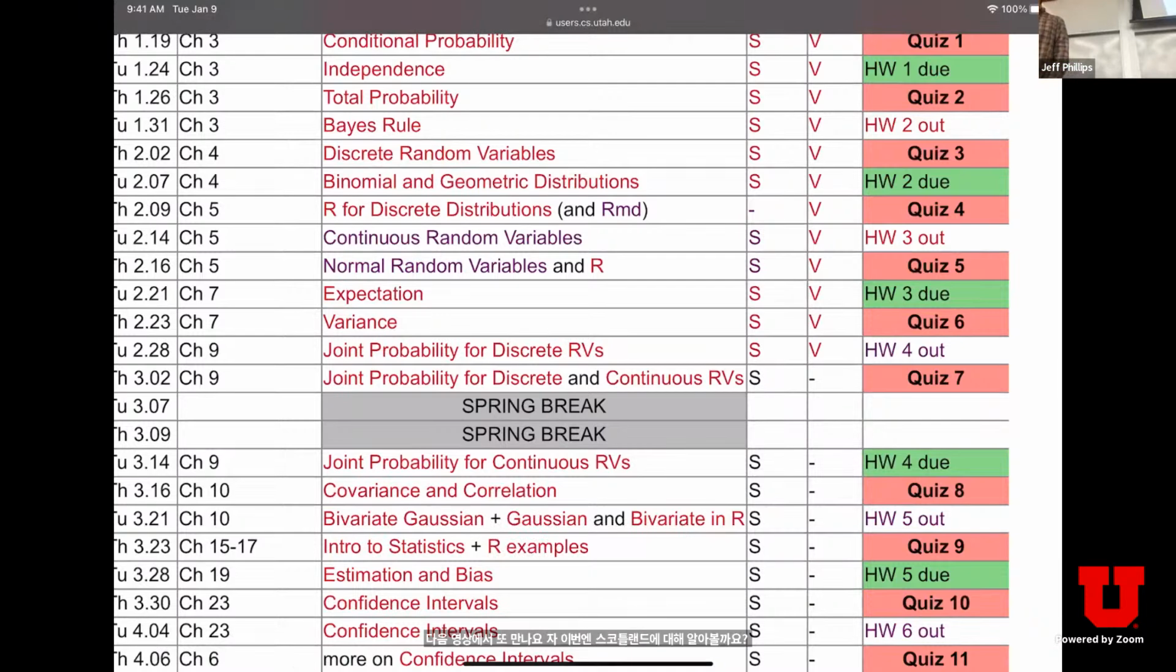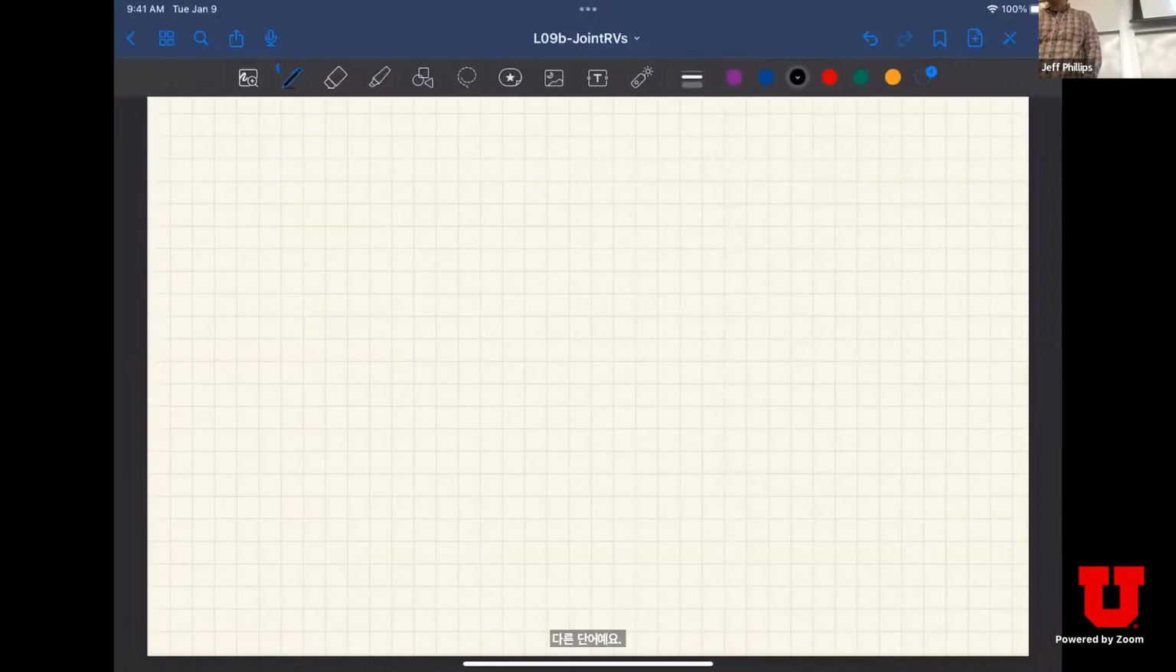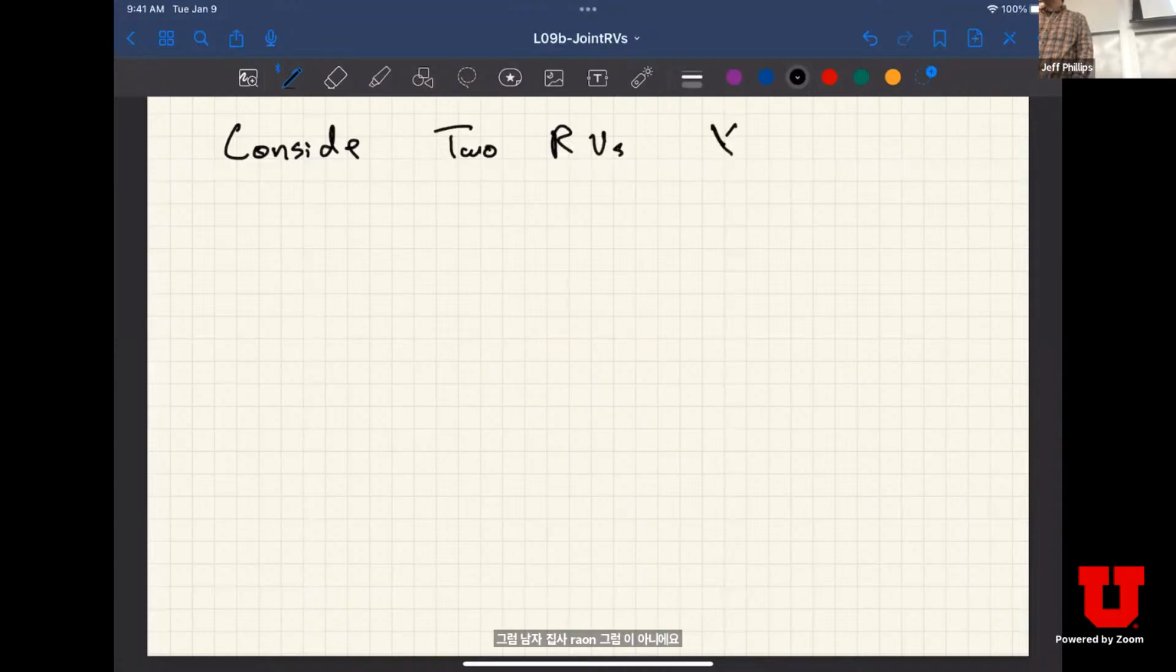Okay, we're talking about joint random variables. Let's just review a little bit. We're going to consider 2 random variables, X and Y. We had talked about joint probability before, and then random variables, but not joint random variables, how 2 random variables interact with each other, until the last lecture.